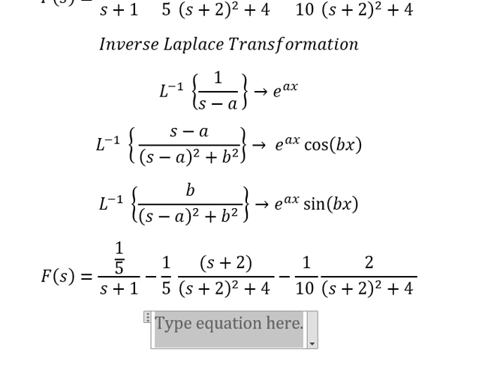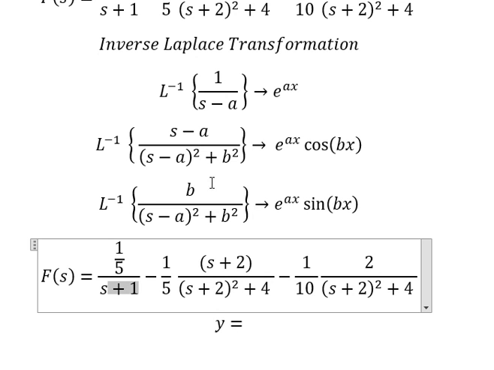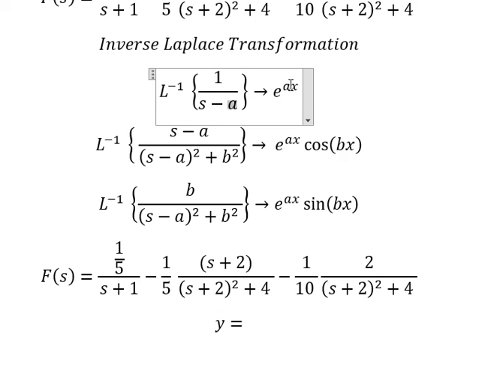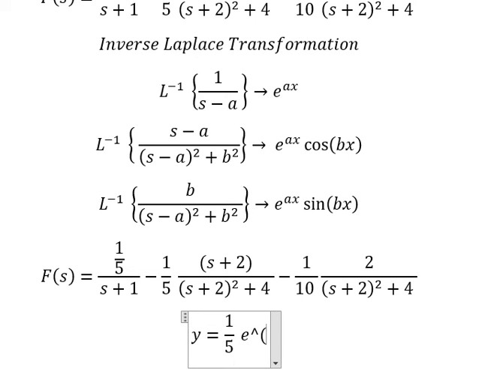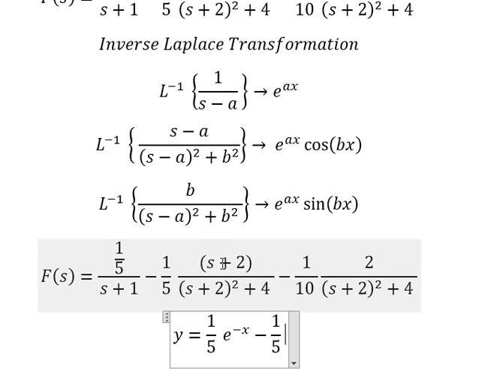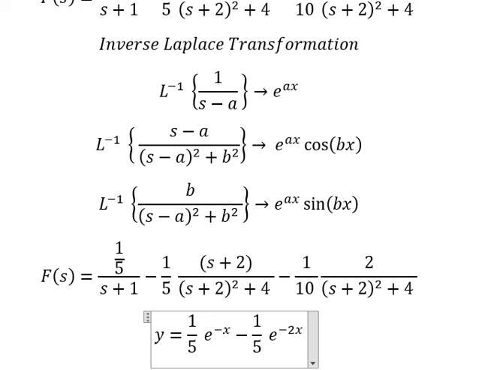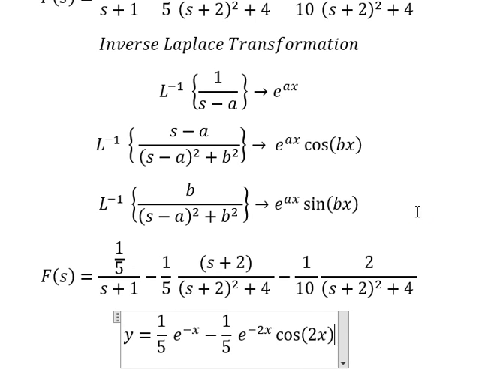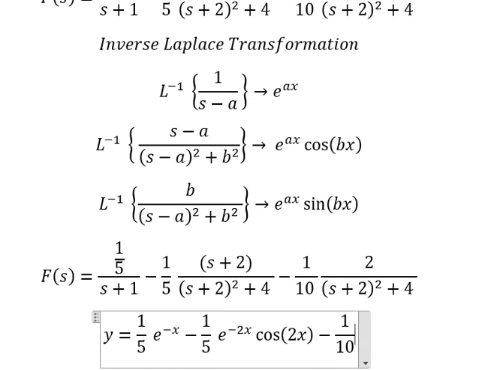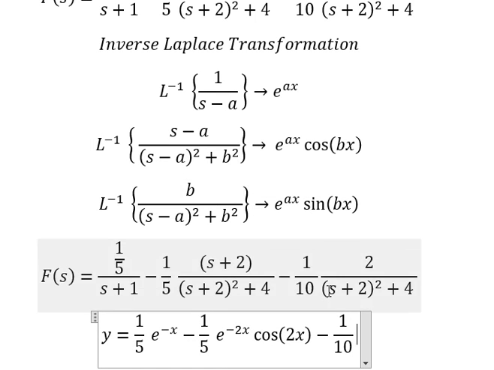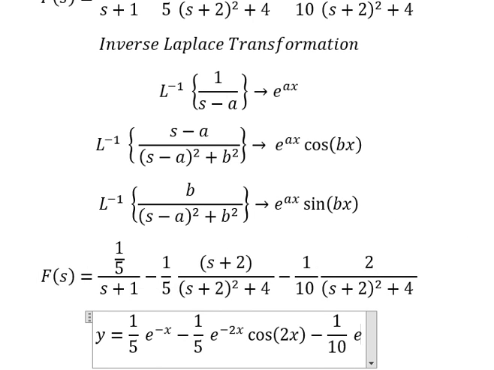So for this one, we have positive 1, this one negative a. That means a in here is negative 1. So we have 1 over 5 e to the power of negative t. This one we have positive 2, however we have negative a. That means a equals negative 2. b is 2. So we have it like this. The next one, we have 2, that is b. a is negative 2. And we have it like this.